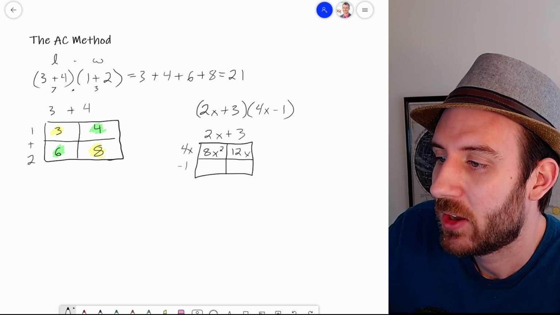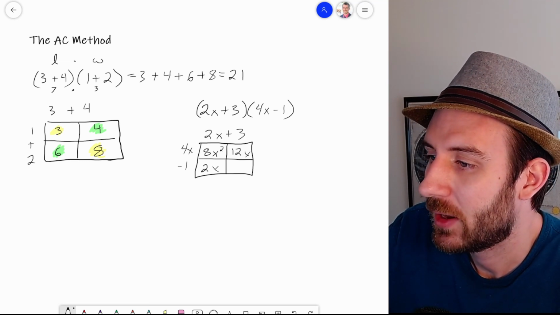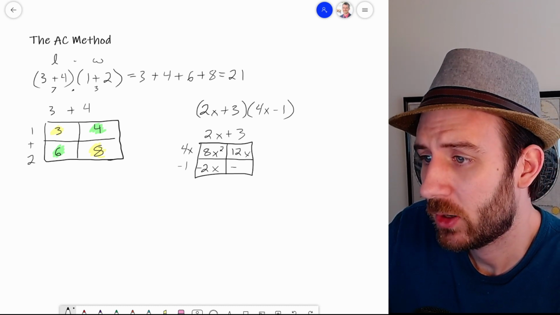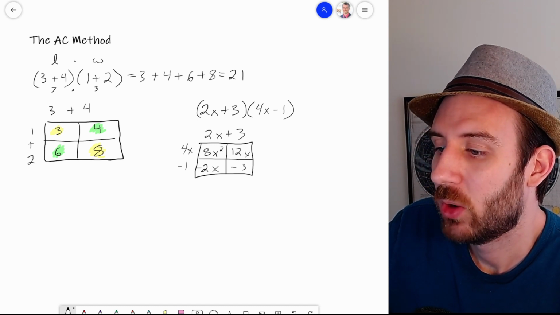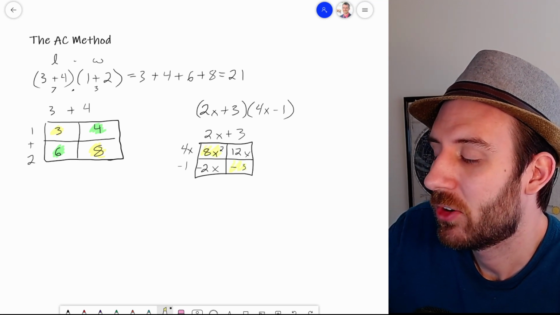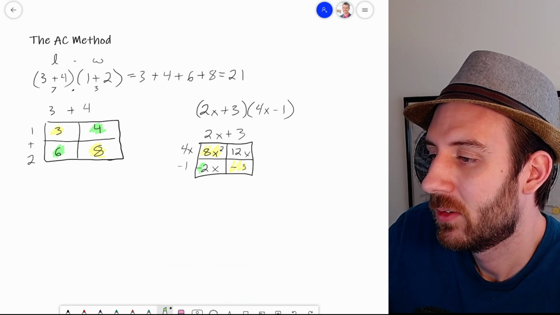And 2x times negative 1 means the opposite of one group of 2x. So that would be negative 2x. And 3 times negative 1 would be the opposite of a group of 3. So negative 3. And if you, again, highlight here and here, you will see that there is a pattern that is emerging. Do you see it yet?